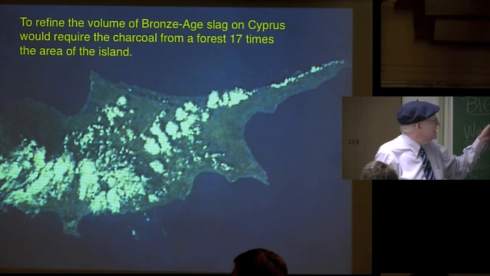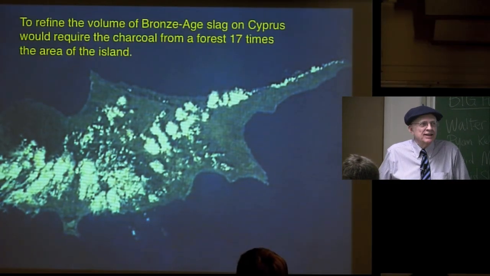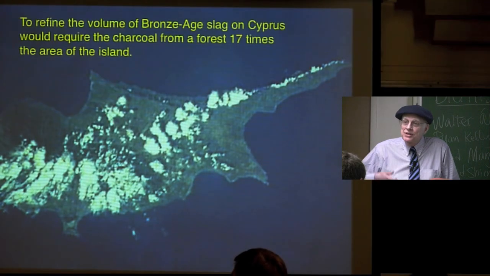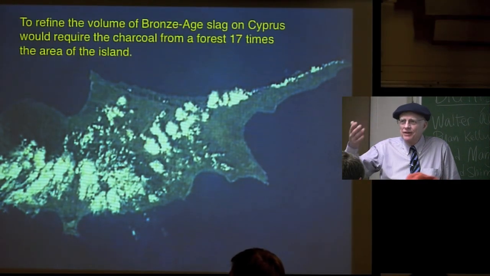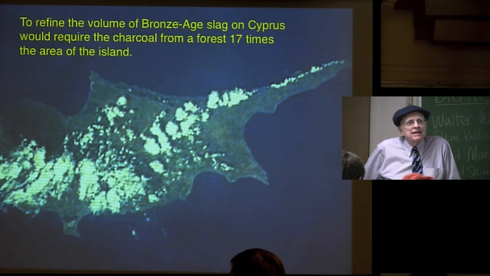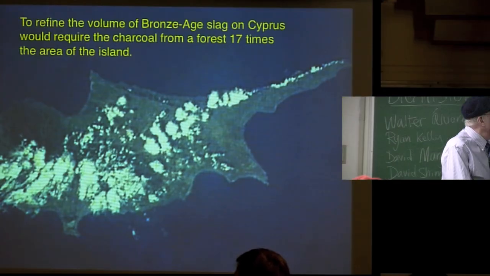So the 17 times the area of the island just means that they were doing this for a long, long time so that the forests kept regrowing. And then they make charcoal, and then more forest would grow, and they'd cut it down and make more charcoal. And Cyprus is really the only place in the Mediterranean that had this possibility.